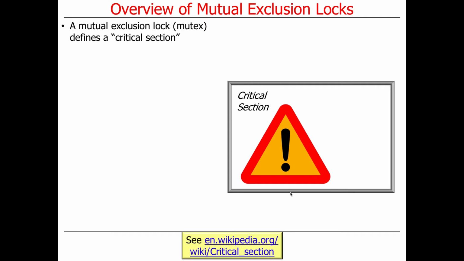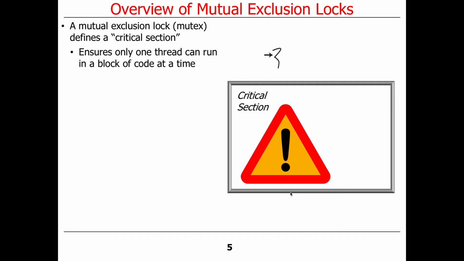Mutual exclusion locks, often called mutexes for mutual exclusion, are used to define so-called critical sections. So here's a critical section. The main property of a critical section is that only one thread at a time can actually be executing code inside of the critical section. So let's imagine some thread comes along and it wants to run some code in the critical section.